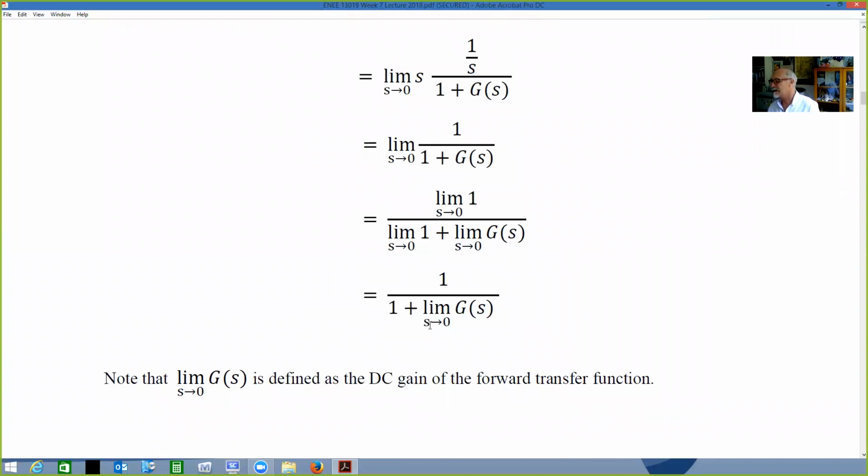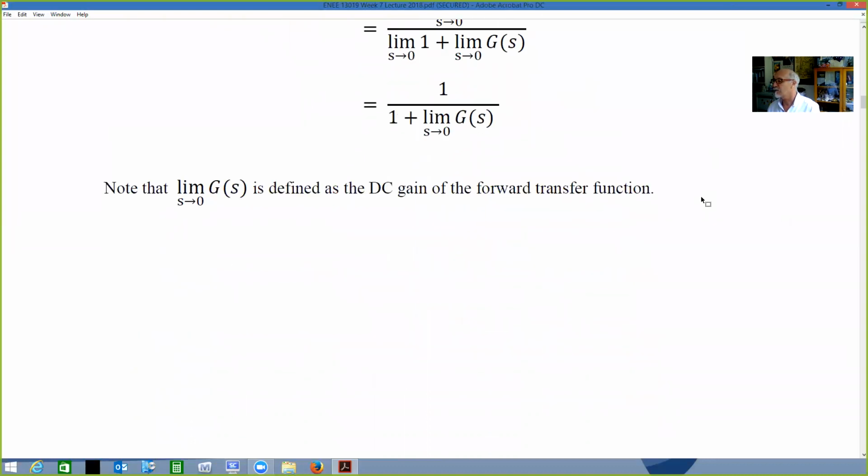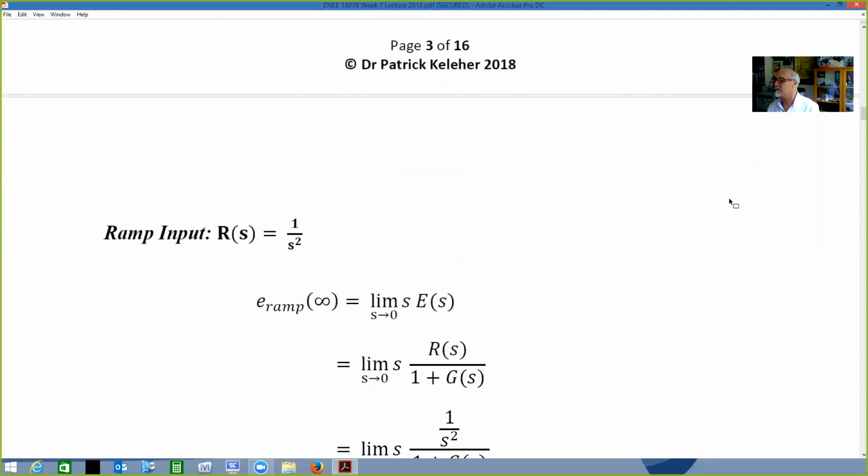Now note that this limit as s tends to 0 of the transfer function G(s) is defined as the DC gain of the forward transfer function. All right, so now if we know that our input is a step input, we have a little expression for finding that steady state error.